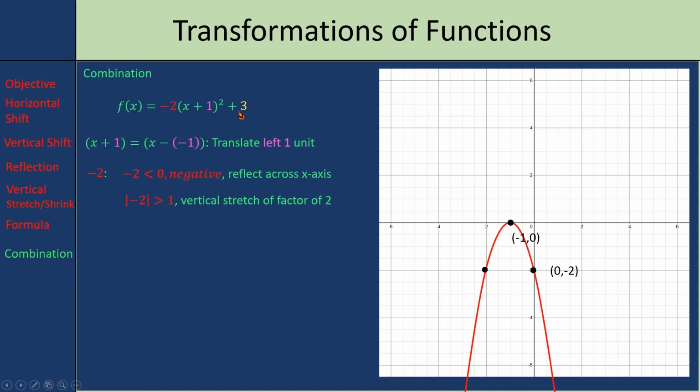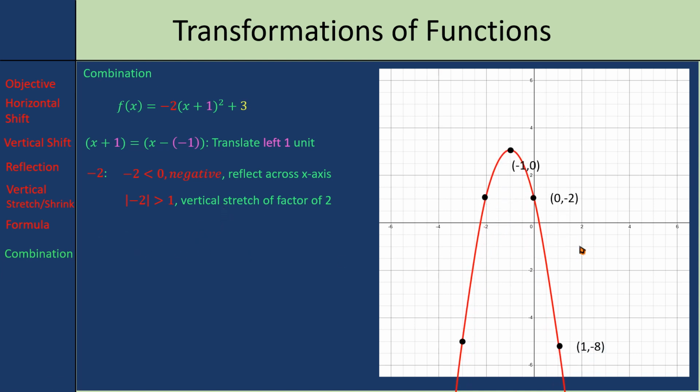And the last thing is +3. That means that you've got to move it up 3 units. Like shift up 3 units or translate up 3 units. Same thing. So your graph goes up 3 units. There we are.